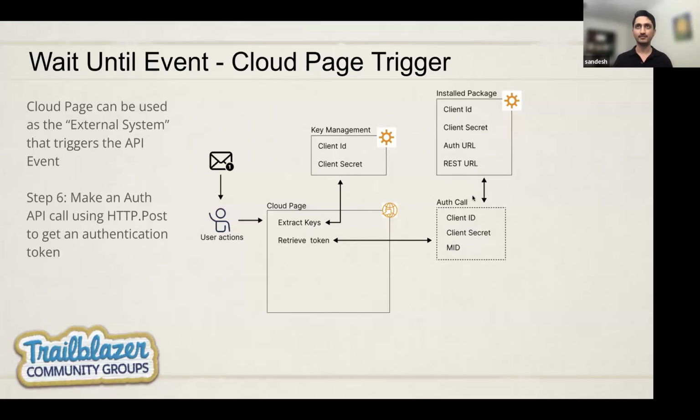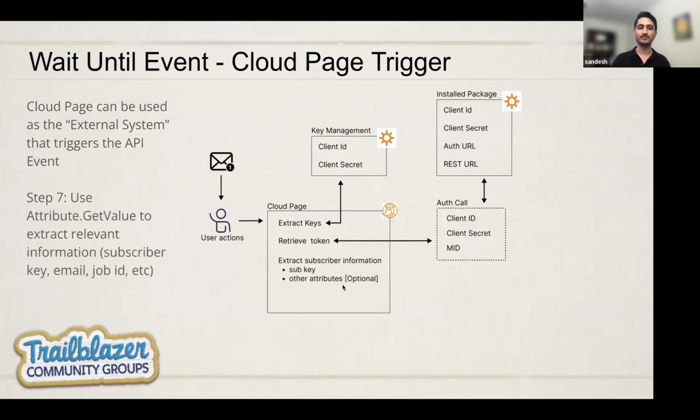Once you do that, and Marketing Cloud verifies that your client ID and client secret are correct, it will give you an authentication token that belongs to the user. After you have the authentication token, you can make REST API calls. But before doing that, we need to have those subscriber attributes, right? We need the contact ID, which is also the subscriber key, and other attributes like first name and last name that you might need to make that API wait until event trigger.